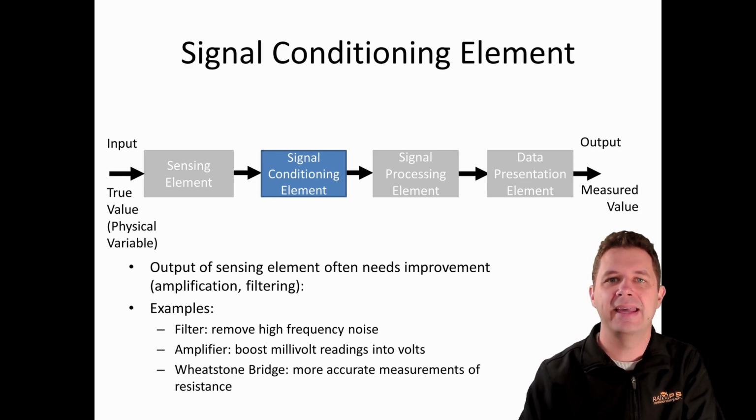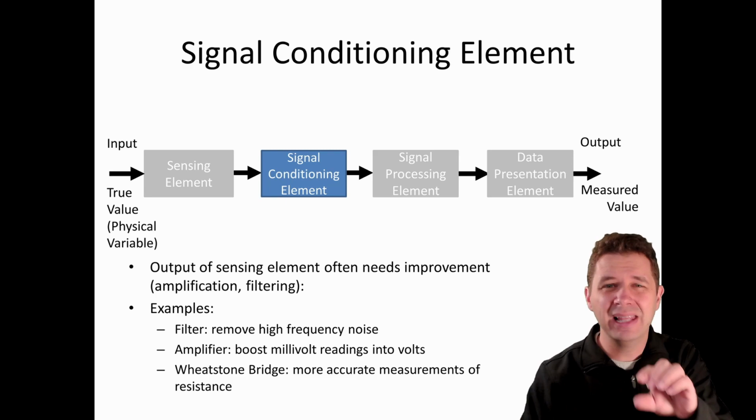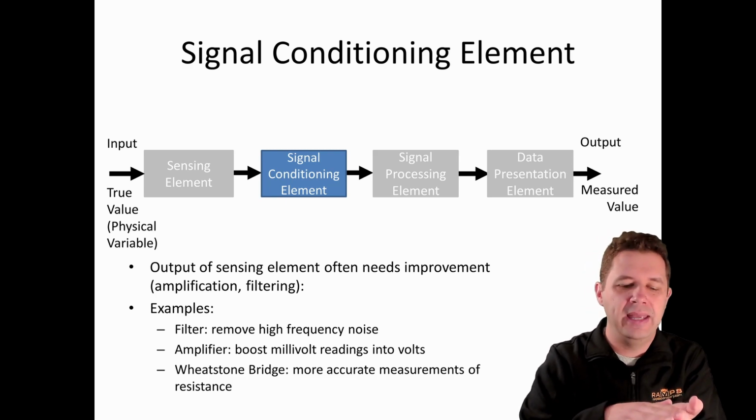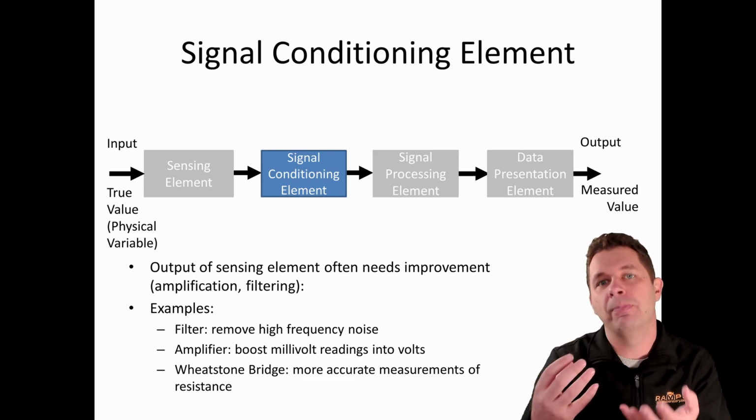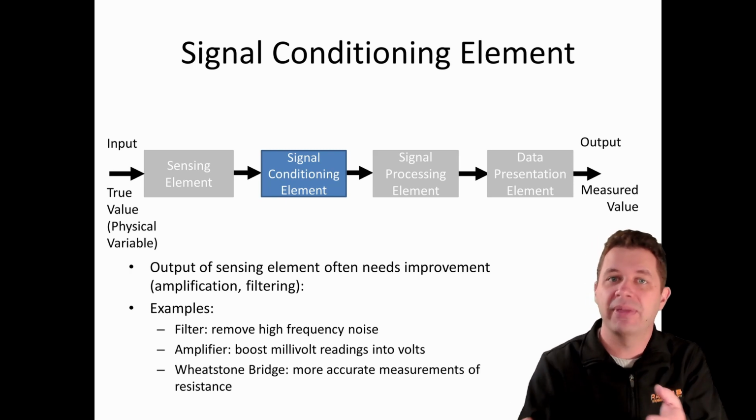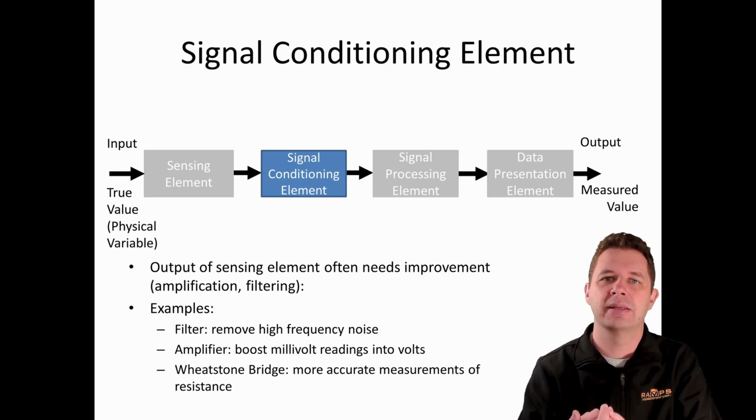Maybe the sensor data is really tiny. We're talking like millivolts, really small volts. And we need to boost that voltage up by amplifying it. And that means it's something that's easier for our computer to understand.